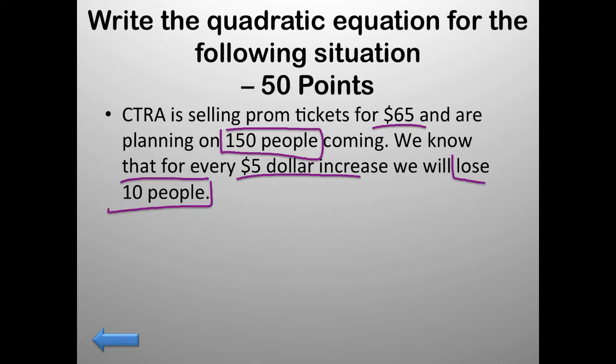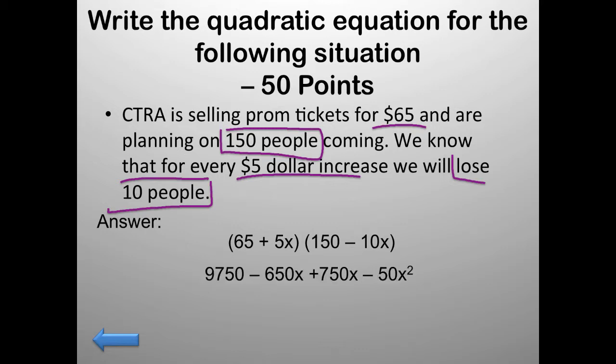So we create 2 equations: 65 plus 5x and 150 minus 10x. I can then use the box method or the distributive method to get these numbers, where I am just multiplying 65 times 150, 65 times negative 10x, 5x times 150, and 5x times negative 10x. I can then write my equation. Once I find that, I can do the opposite of b over 2a, find the vertex, and analyze from there.